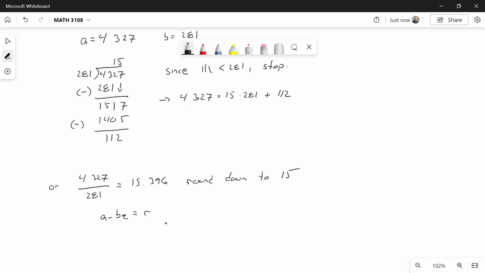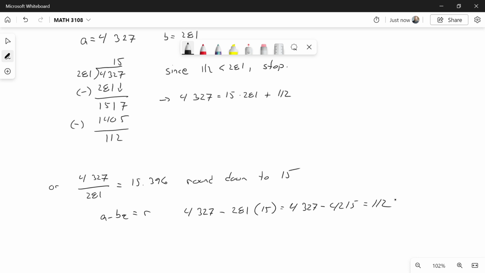So this tells me that 4,327 minus b times q, b which is the 281, times q, which is our quotient, which is 15. This gets us 4,327 minus 4,215, which is 112.